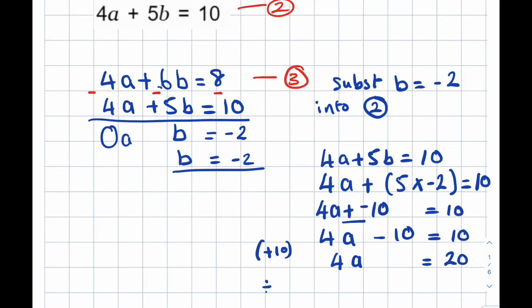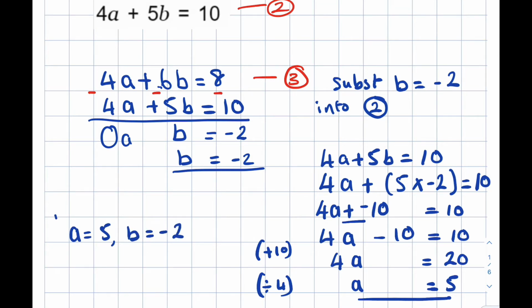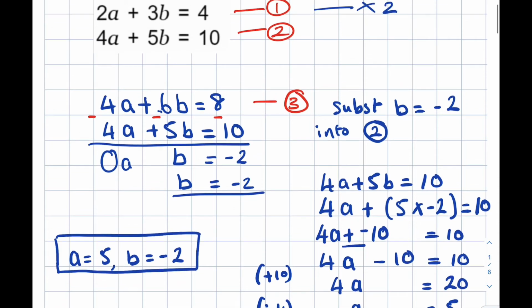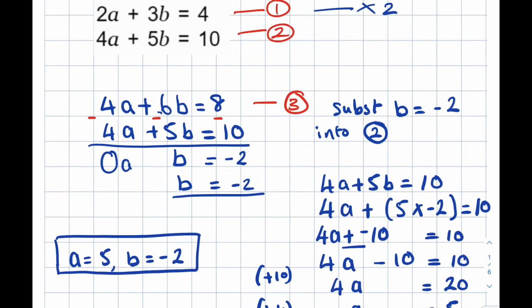And then divide both sides by 4 to get the letter a on its own. So 20 divided by 4 is 5. So we have a solution. A is worth 5 and b is worth a negative 2. Then what you can do is substitute this solution back into one of the top two equations, and hopefully it should work and give you the answer, either 4 if you substitute it into the first equation, or 10 if you substitute it into the second.